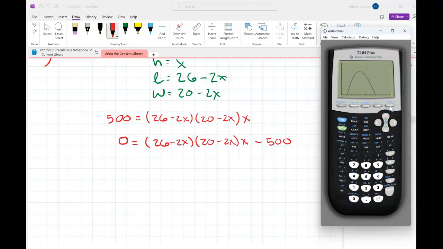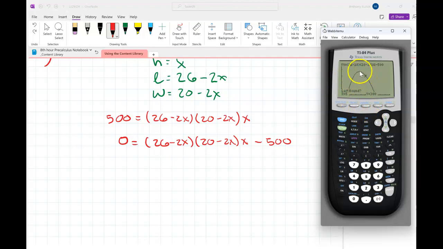Ooh, that looks okay. So how many solutions is this equation going to have? 2, because we're seeing 2 x-intercepts, right? Let's use our calculator to find them. Second, trace. 0, command. Now I'm going to find this solution first.